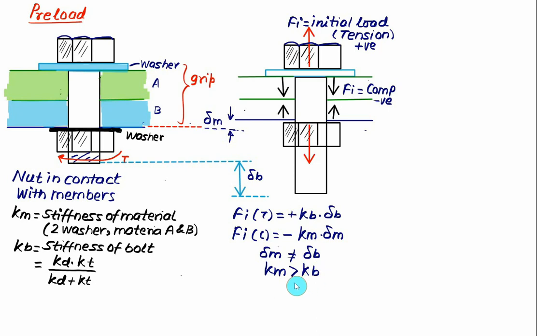Why is this so? If you are familiar with stiffness, it is given as the product of area multiplied by Young's modulus divided by the length of the member. As far as the bolt is considered, we have a bolt of small cross-section area, which is much smaller compared to the area of the material, and therefore the stiffness of the material Km is always greater than the stiffness of the bolt.